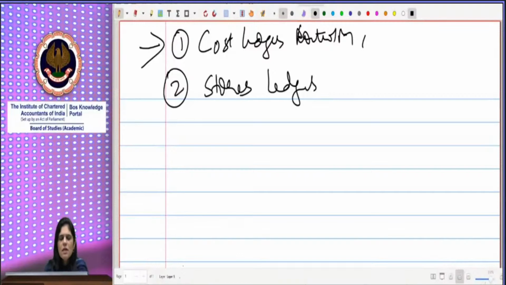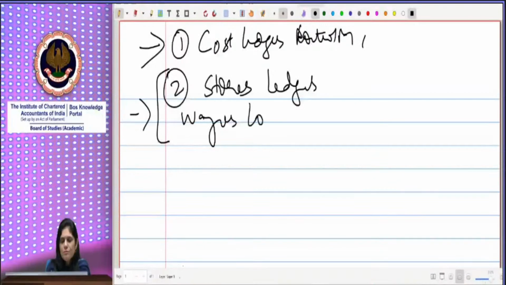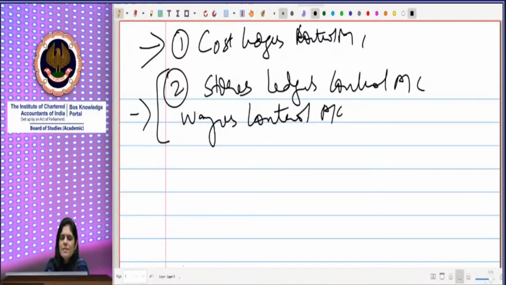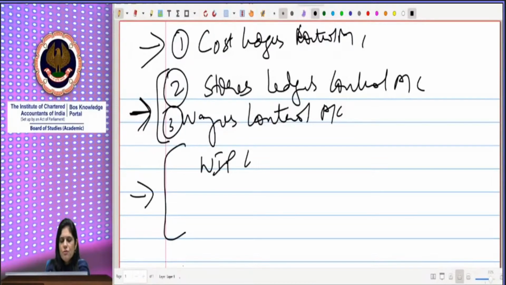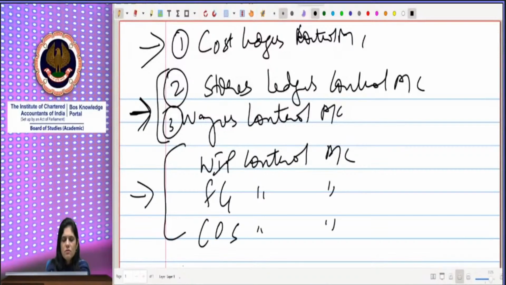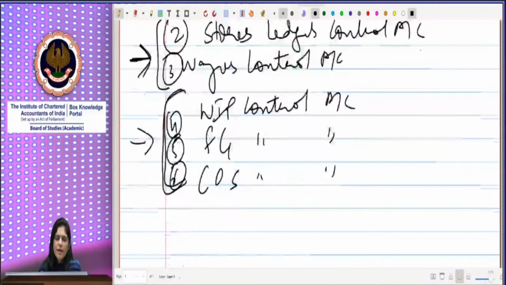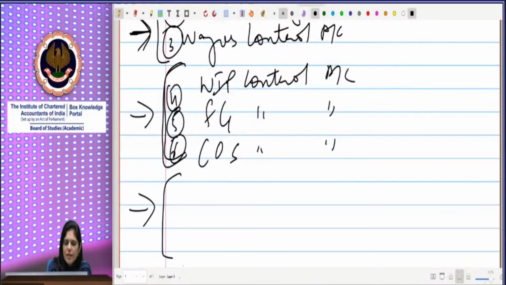First category is cost ledger. It's an independent account. Second category is stores ledger and wages control. These are all control accounts. Clear? Stores ledger and wages control account. This is the second category. The third category, you have to make WIP control account, the three main landmarks: finished goods control account, and cost of sales control account. So this is the third category. So account number 4, 5, and 6. All right. Then the next category is the overheads control account. Production overhead control account.